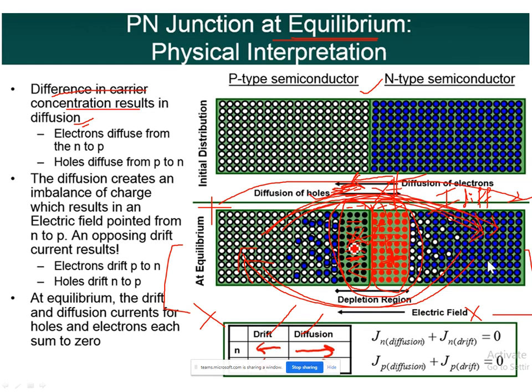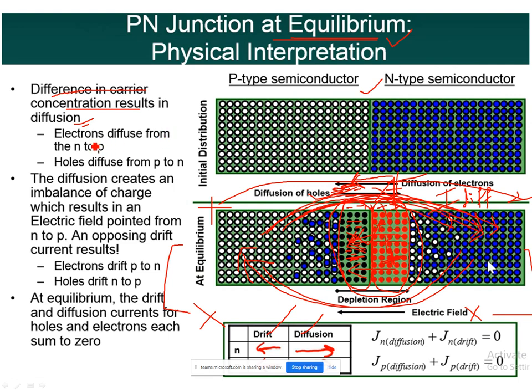So drift current is opposite to the diffusion current, and when drift current and diffusion current become equal, no doubt they are opposite in direction. When they become equal, then we say that they are cancelling each other, and that condition is called equilibrium. I hope I am very clear.